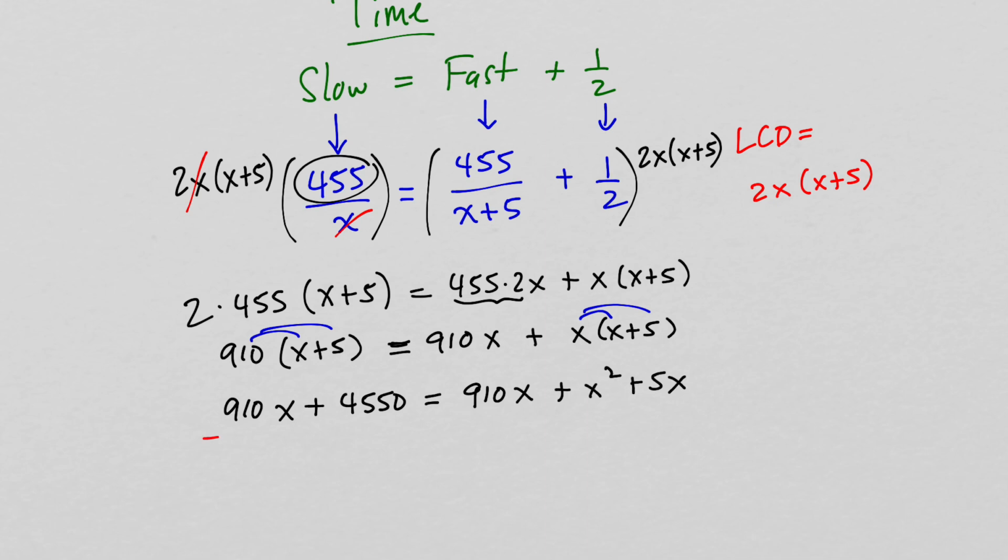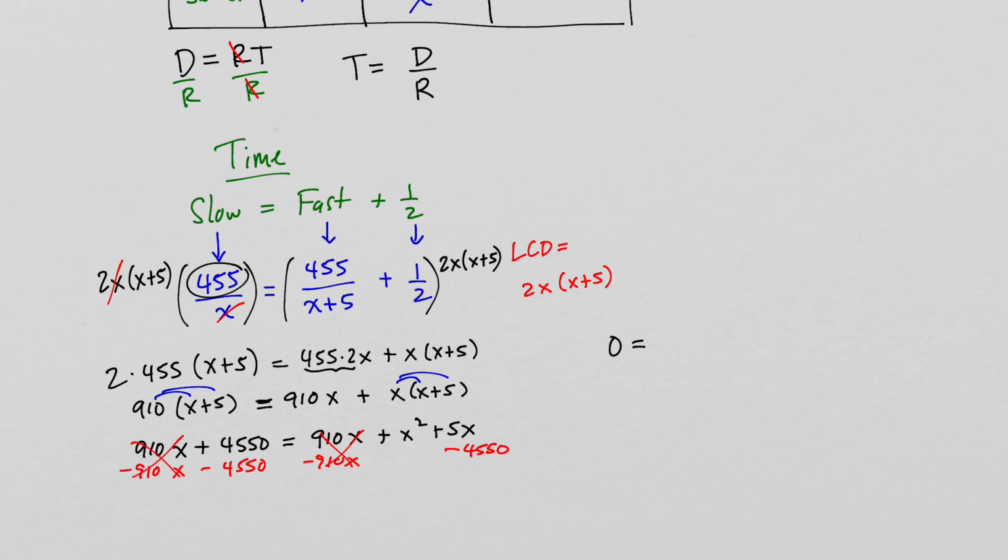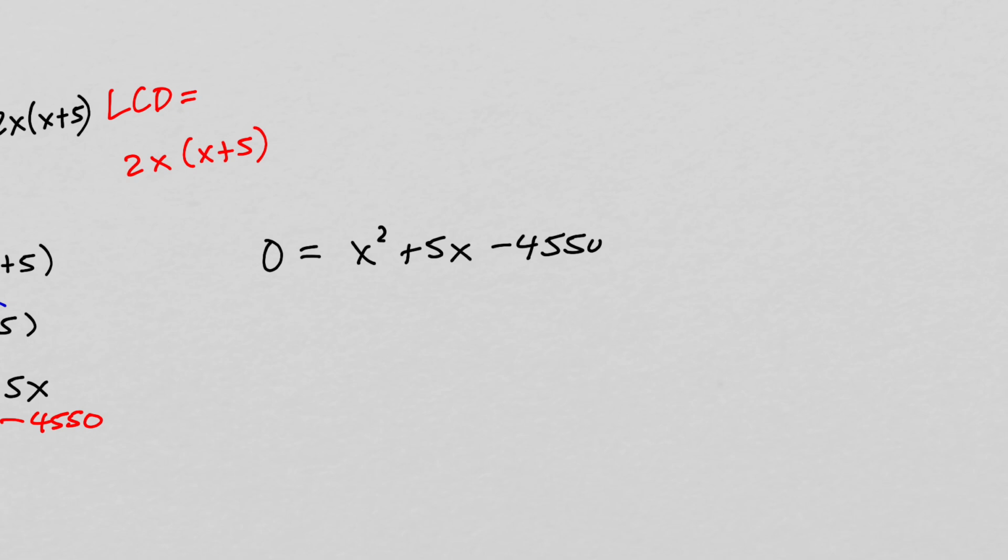All right, one nice thing about this, when I subtract 910x from both sides, this cancels out. And when we subtract 4,550 from both sides, we end up getting 0 equals x squared plus 5x minus 4,550. So now we just have to solve this equation. Now, this equation is not really easy to solve because, if you're factoring, it's kind of hard to know what the factors of this number would be. So to do this, I think I would probably just rely on the quadratic formula.